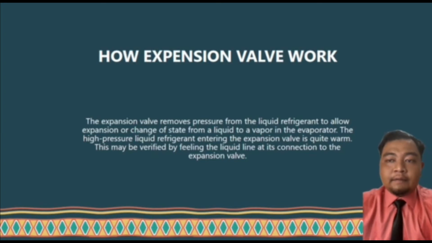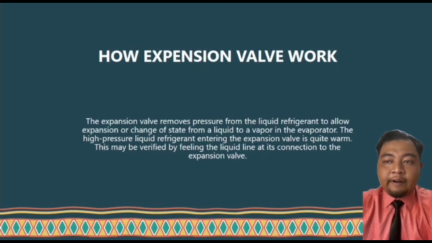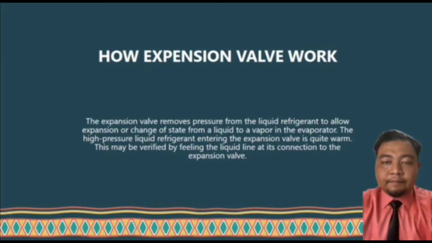How does the expansion valve work? The expansion valve removes pressure from the liquid refrigerant to allow expansion or change of state from liquid to vapor in the evaporator. The high pressure liquid refrigerant entering the expansion valve is quite warm. This may be verified by feeling the liquid line at its connection to the expansion valve.